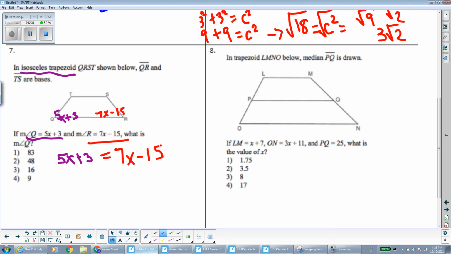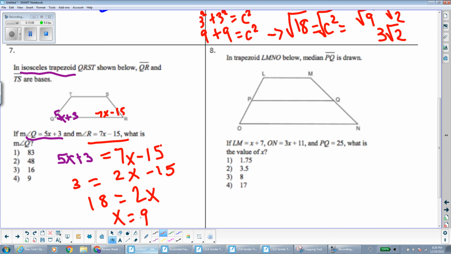If I use my inverse operations, let me start off by subtracting 3 from both sides. And I will also subtract 5x from both sides as well. I get 3 is equal to 2x minus 15. Adding 15 to both sides, I get 18 is equal to 2x. And then dividing by 2 on both sides, I get x is equal to 9.